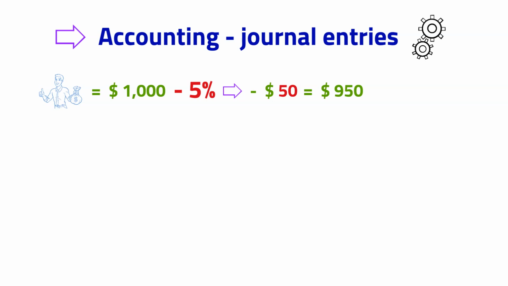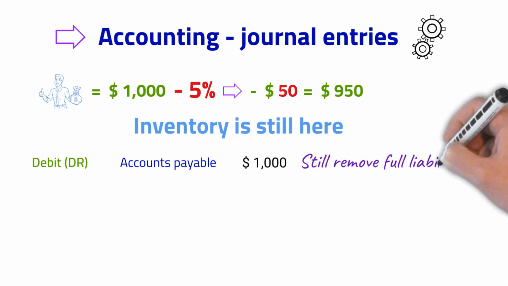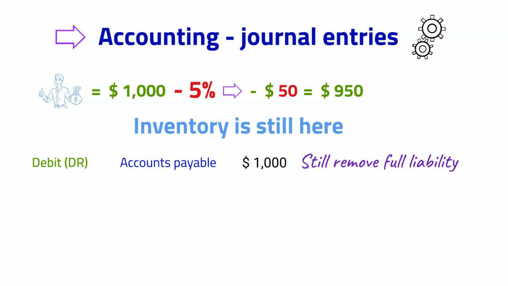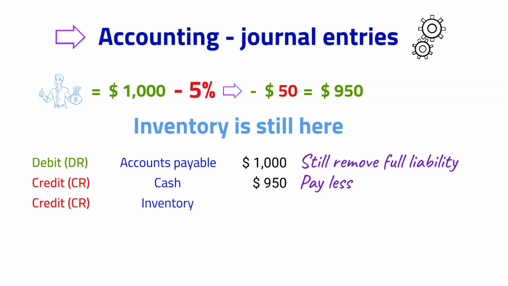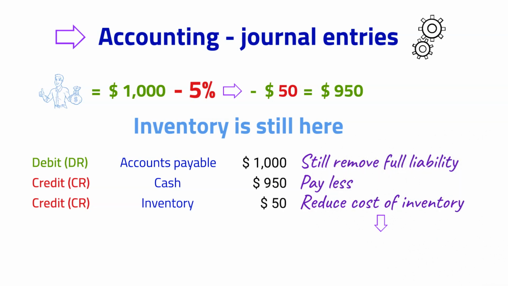In the case where we still have inventory on the balance sheet and have not sold our jam in jars, the journal entries would be: debit accounts payable $1,000, as we still need to remove the full balance we are settling. Credit cash $950, we actually pay 5% less. Credit inventory $50, we record the discount directly against inventory, as we have not sold jars yet, but they already cost us less. When we finally sell the jam, we will have lower cost for this $50 in the P&L.